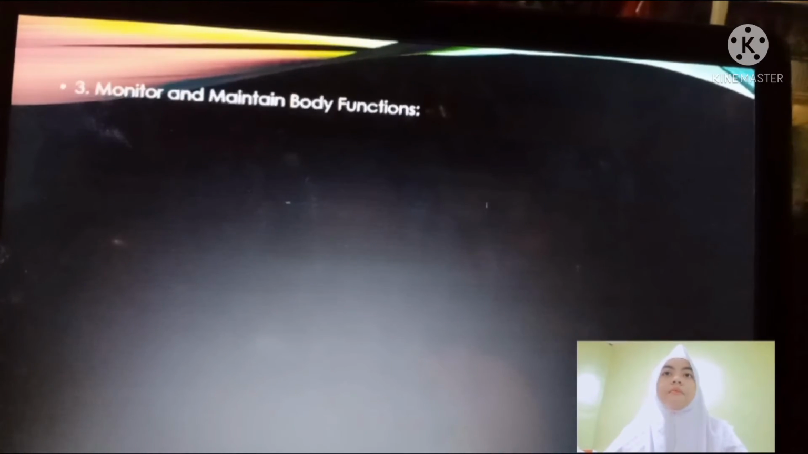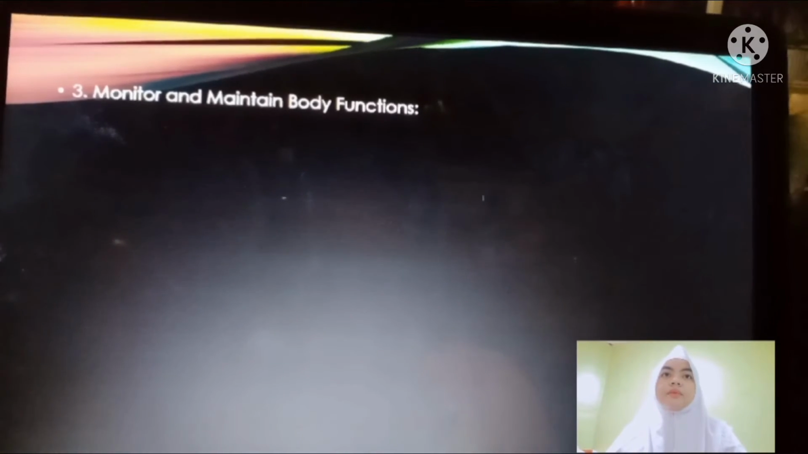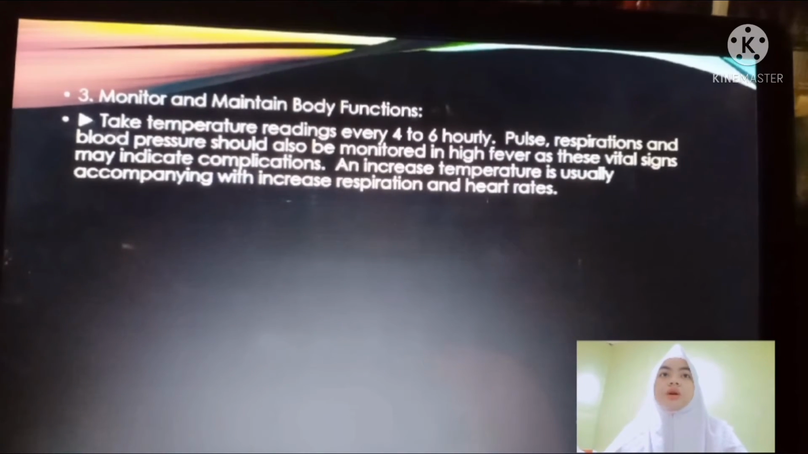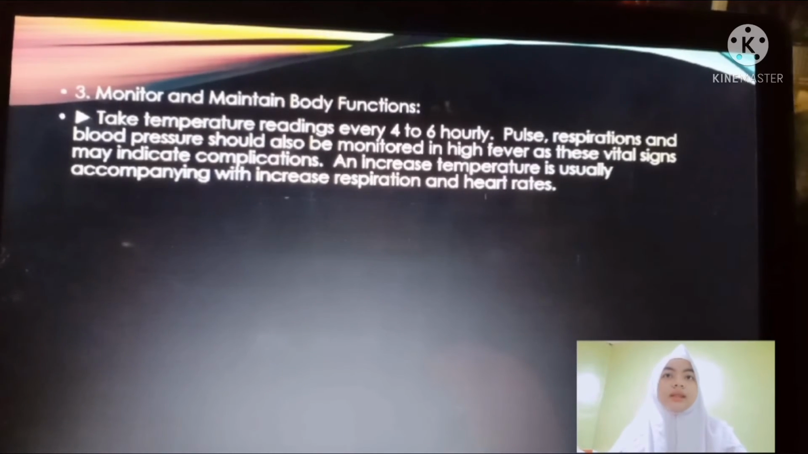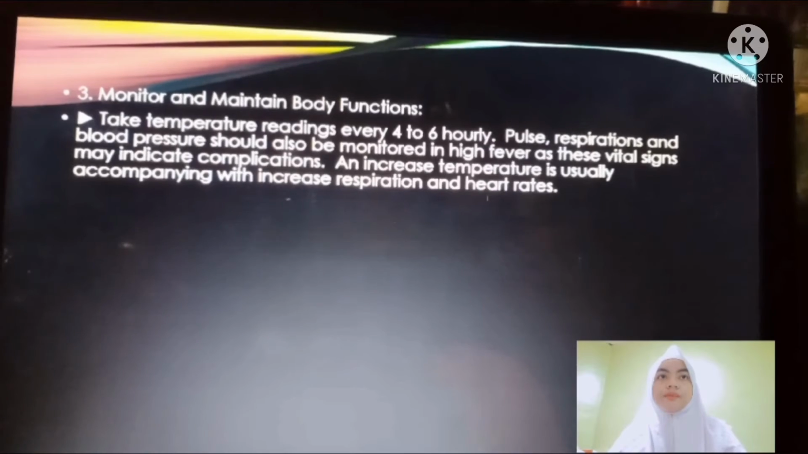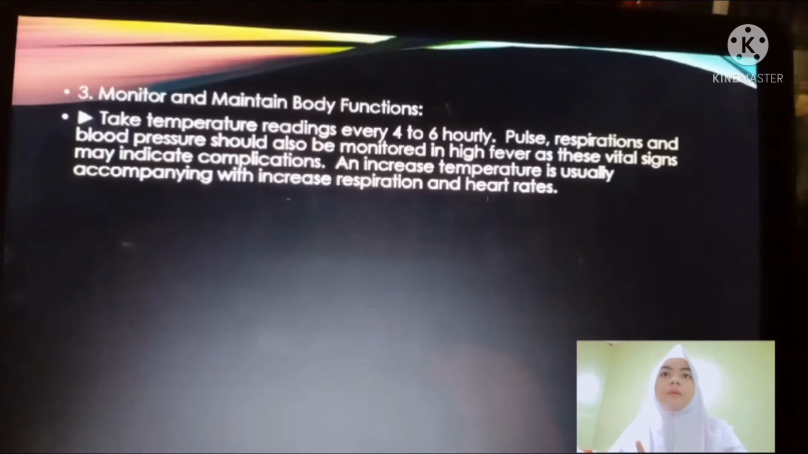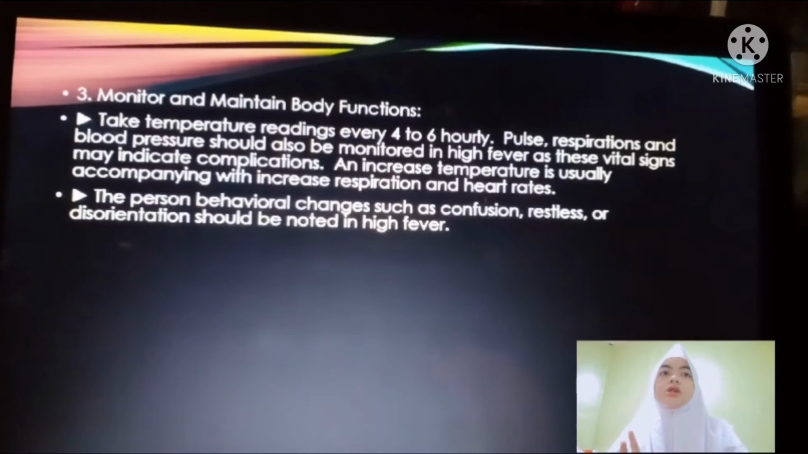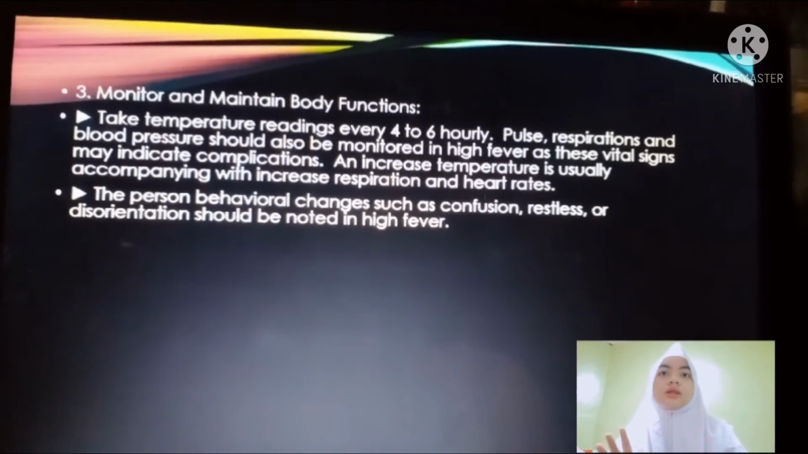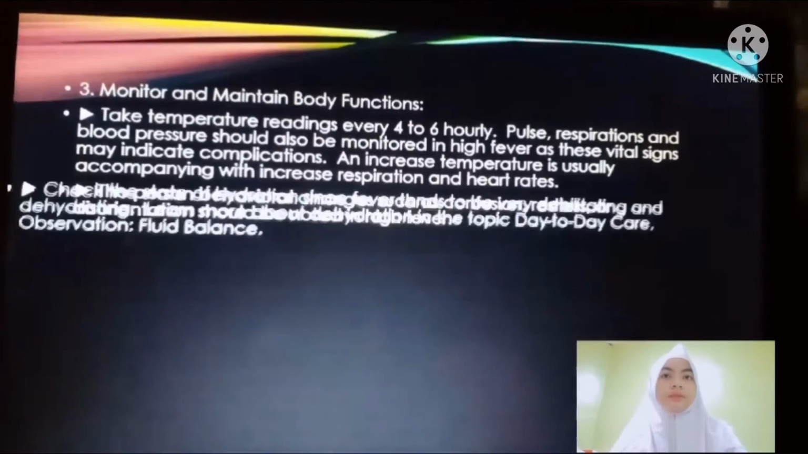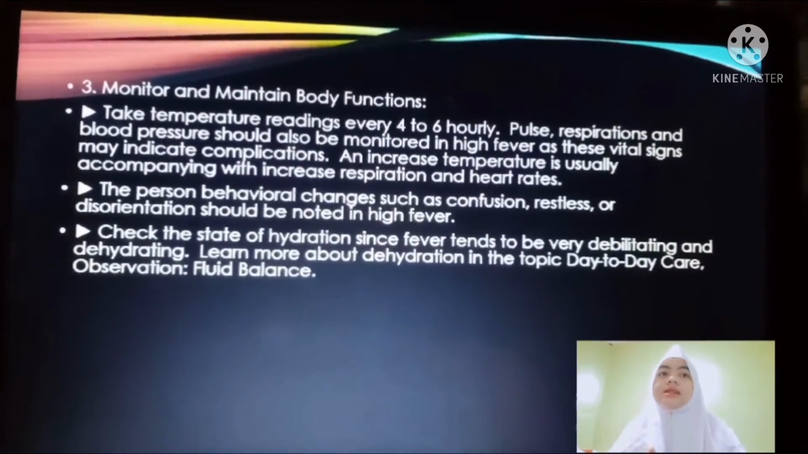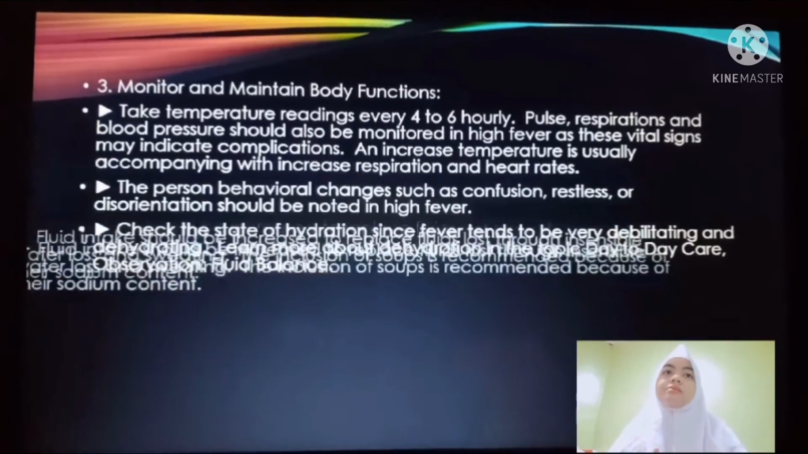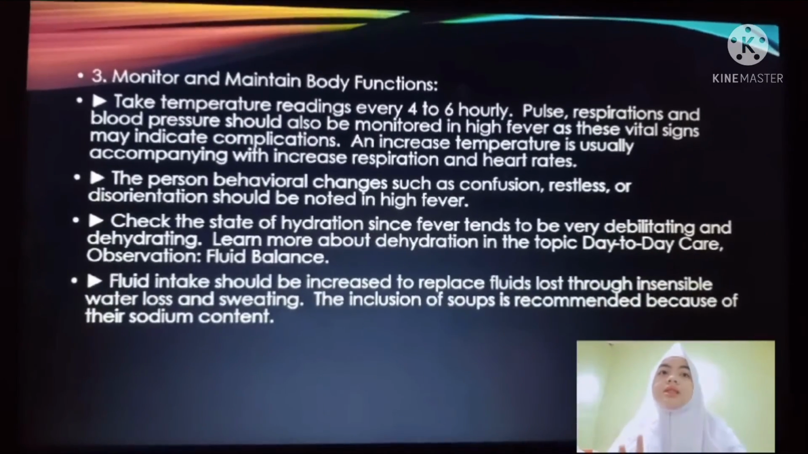Number 3 is monitor and maintain body function. Take temperature readings every 4 to 6 hours. Pulse, respiration, and blood pressure should also be monitored in high fever, as these vital signs may indicate complications. An increased temperature is usually accompanied by increased respiration and heart rates. The person's behavioral changes such as confusion, restlessness, or disorientation should be noted in high fever. Check the state of hydration, since fever tends to be very debilitating and dehydrating. Learn more about dehydration in the topic day-to-day care.